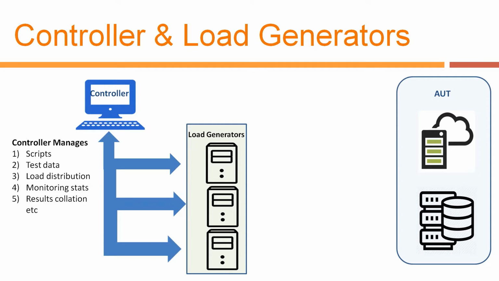When I say distribution, there can be 20% users I want to run using Firefox, 30% I want to run using Chrome, 20% I want to run on the Apple browser. So that kind of distribution can also be there. Or we may want to run login for 30% of users and search for 5% of users, so that kind of distribution will also be there. So all this distribution is controlled by the controller.